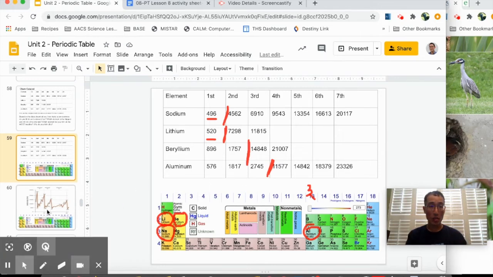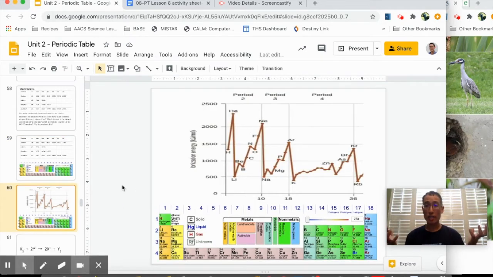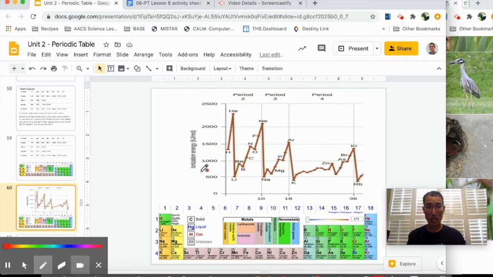And so what I want to do is have you look at some trends in the amount of energy it takes just to remove that one outside electron. So we know things have outer electrons, and I just want to focus on the first outer electron now. If I look at the periodic table, H is hydrogen. It's the first one right here. Helium is this one right here.